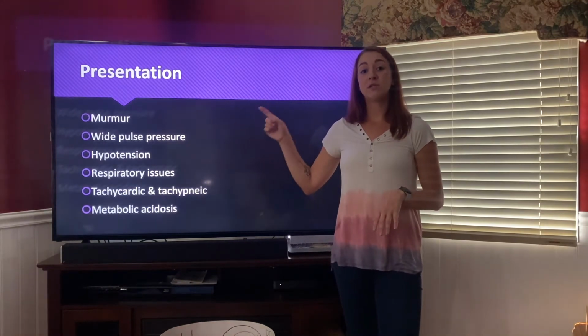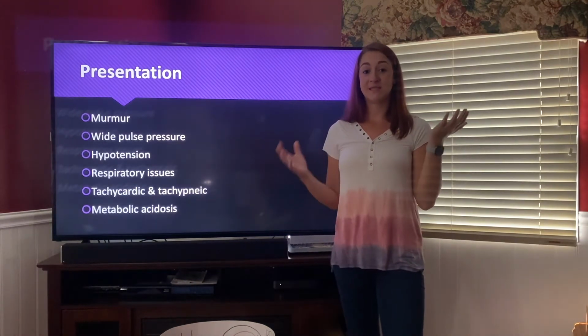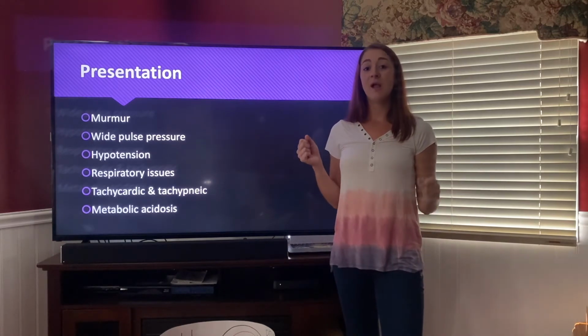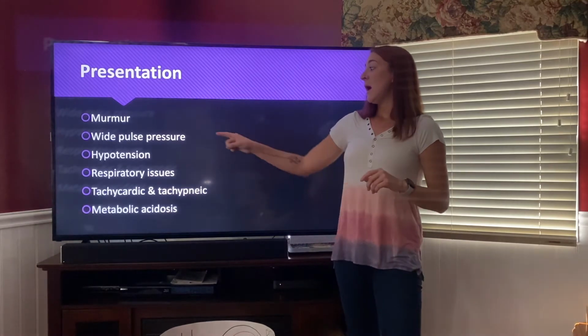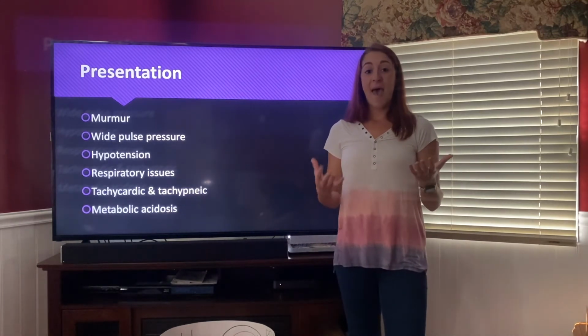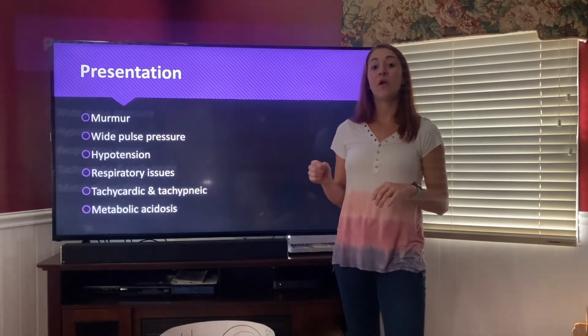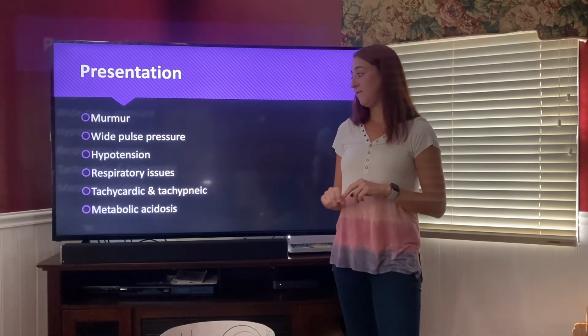Widening pulse pressures, so a big difference between the systolic and diastolic blood pressure. This can also cause bounding peripheral pulses. Hypotension, so a low MAP. This is especially true for those extremely low and very low birth weight infants.